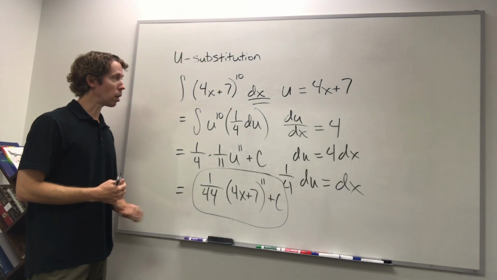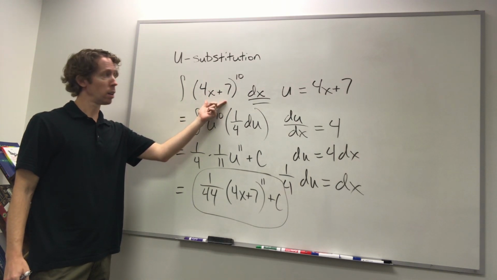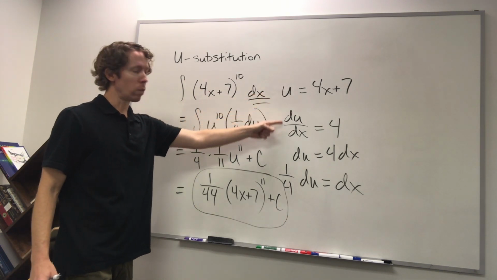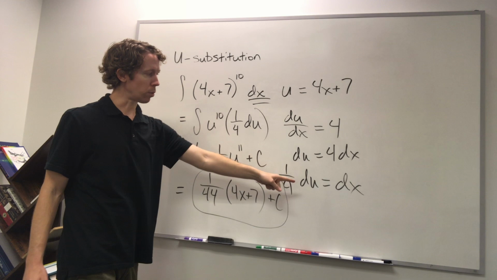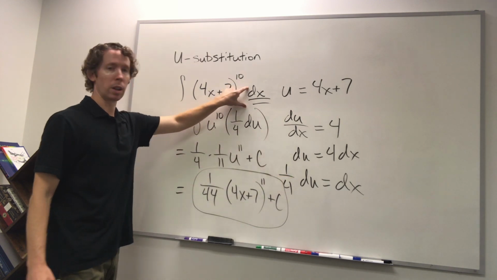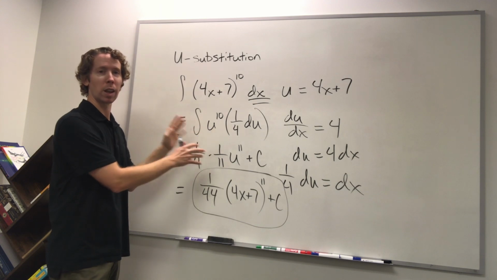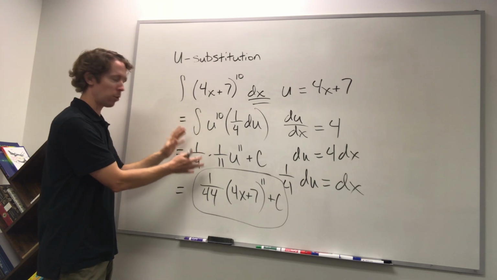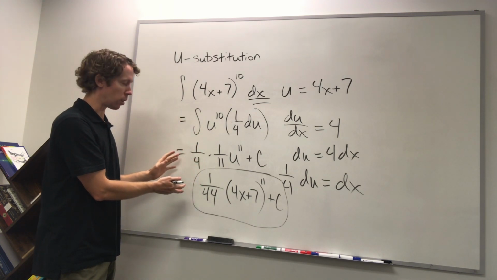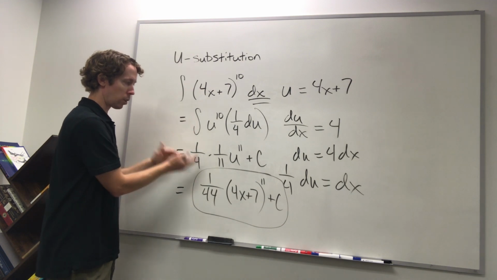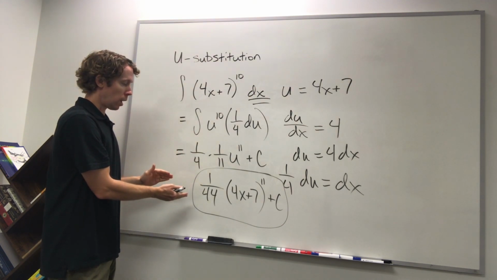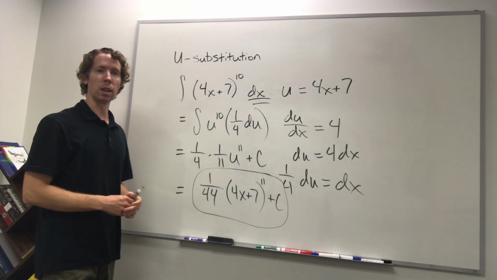So the steps are: let u be the function on the inside, write the derivative of u with respect to x, solve for dx, plug it in here. A lot of times things will be set up so that stuff will cancel out, and then that will make your antiderivative easier to calculate. Take the antiderivative with respect to u and go back and plug everything in terms of x.